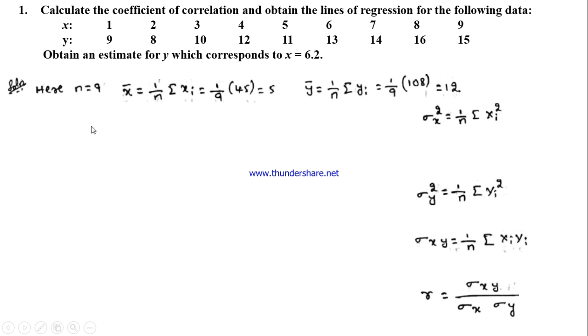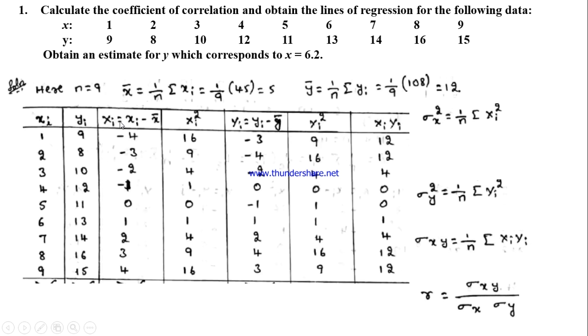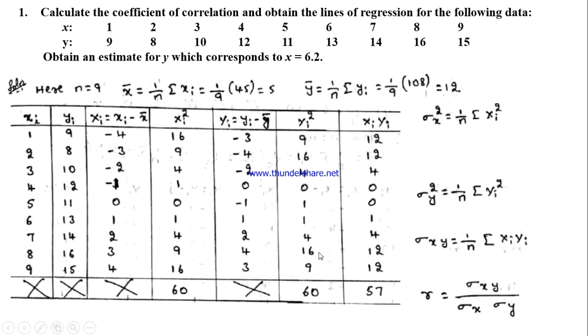Now let me tabulate to find capital X, capital Y. Okay, so small x, small y are written. Calculate capital X, that is given by xi minus x bar, square it. Next calculate capital Yi, that is yi minus y bar, square it, and take the product of capital Xi and capital Yi. Okay, next take the sum of xi square, sum of yi square, sum of xi yi.